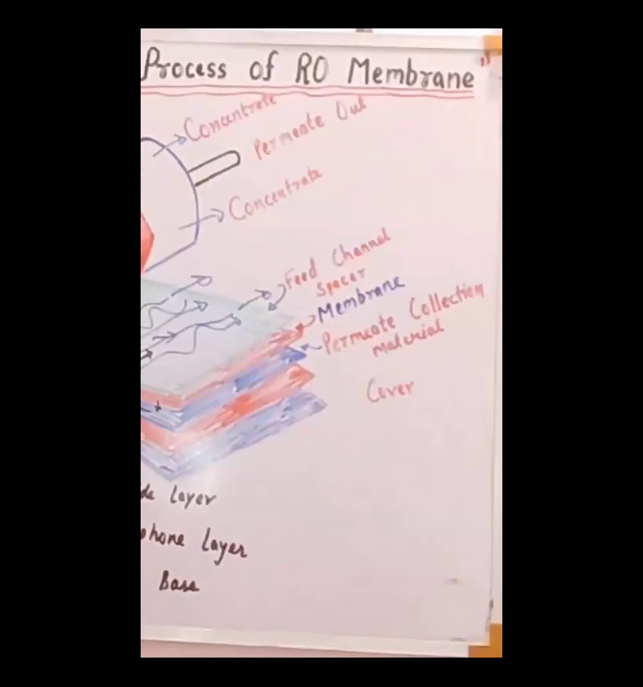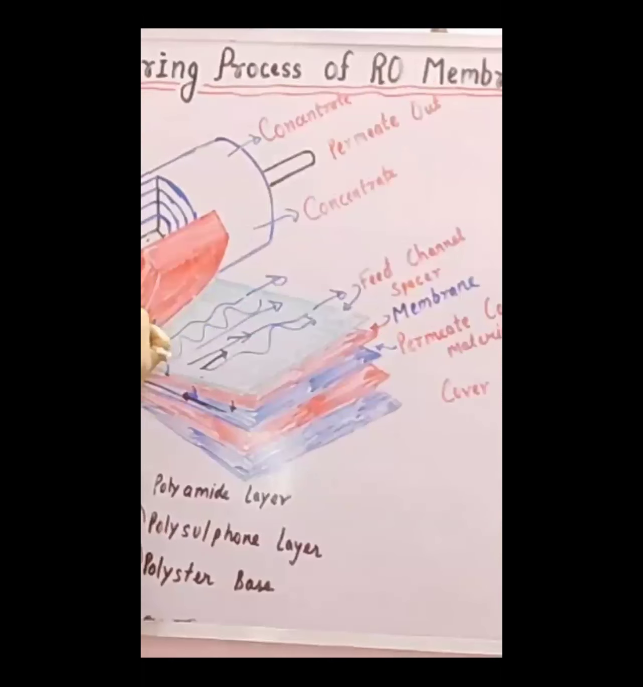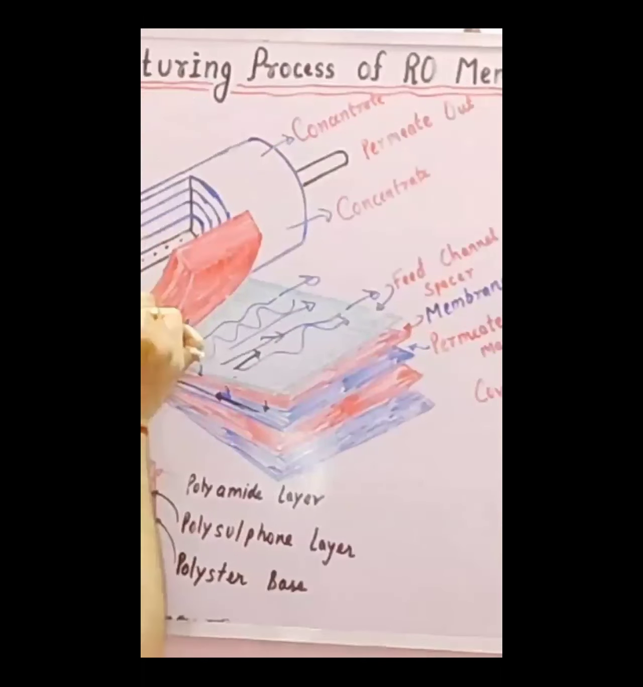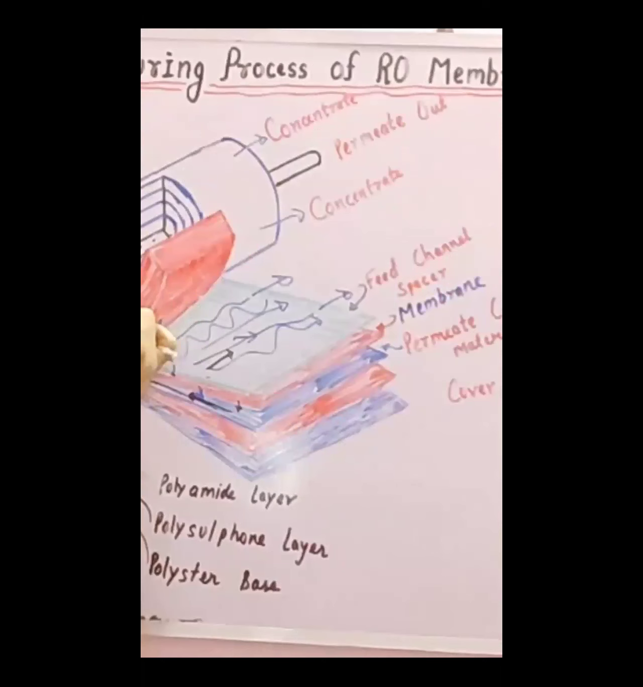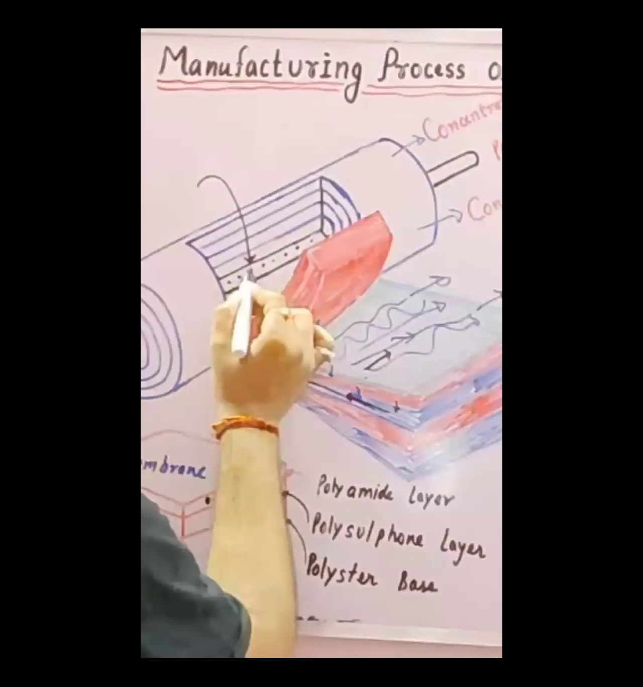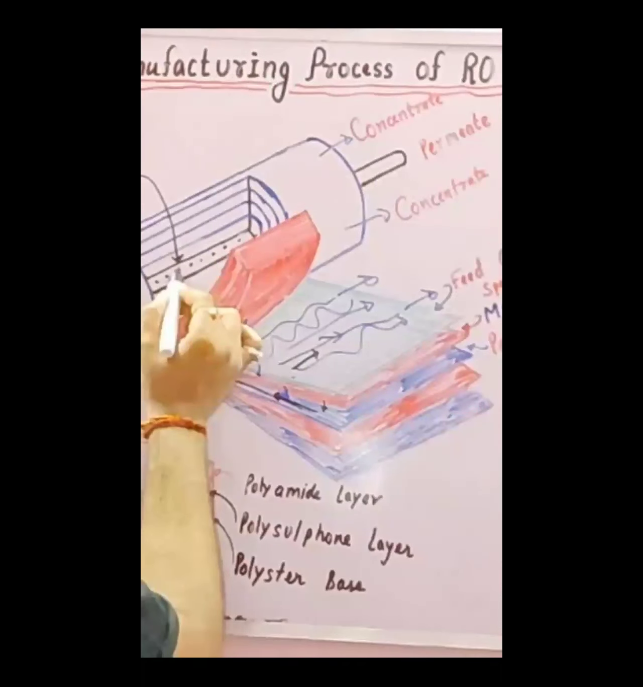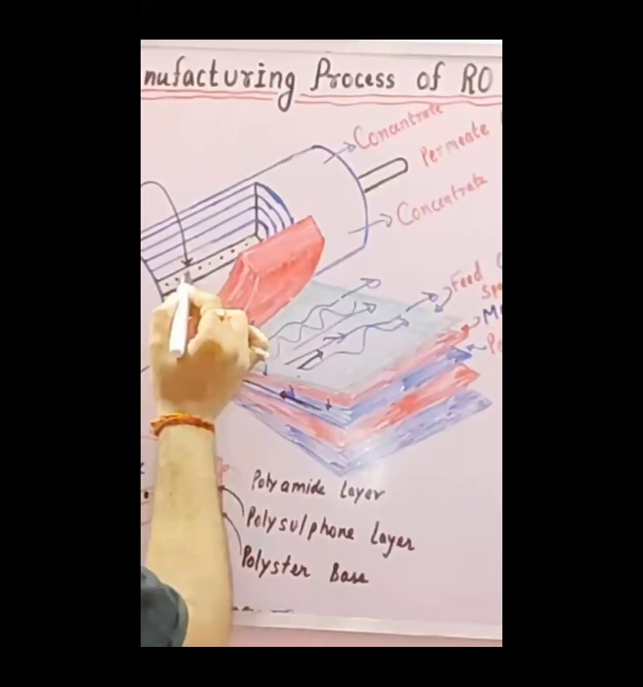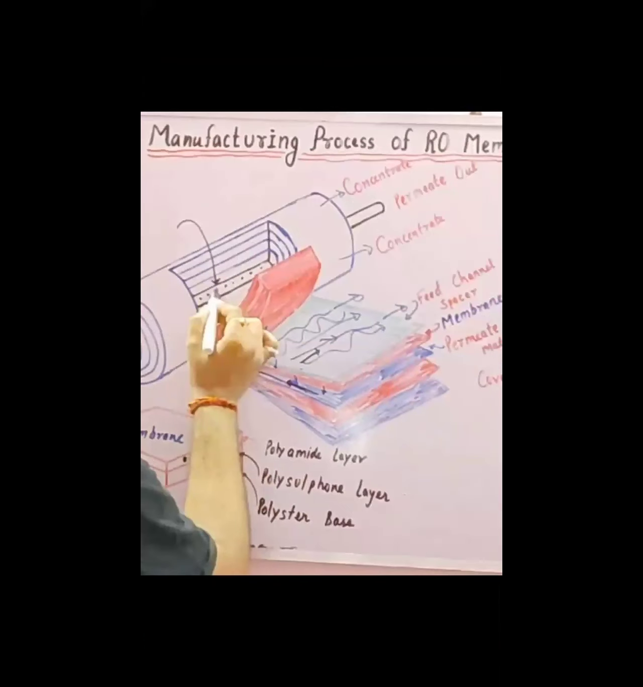At the bottom of this membrane, there is a permeate collection material, then its cover. The top one is the feed channel. The feed channel's pressure, the top one, is the concentrate. Then there is the permeate out, and on the other side there is the feed water inlet. Inside, there is a center tube. The center tube has small holes, which is actually called the permeate. Up to this, you can see the slide or picture diagram.